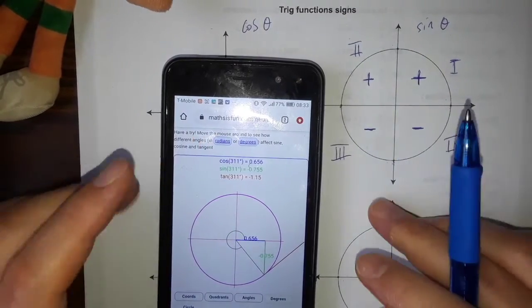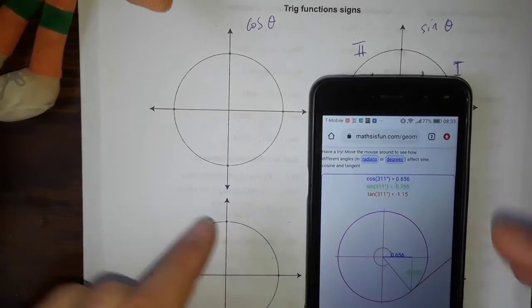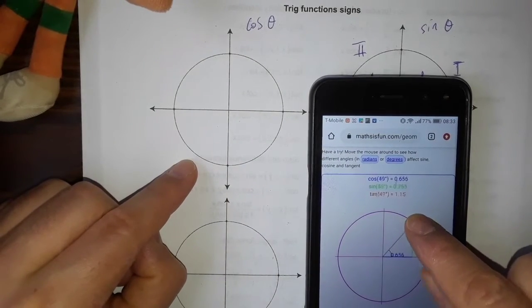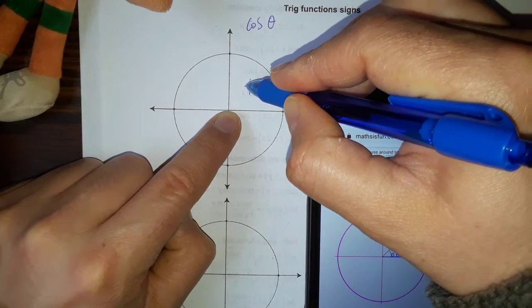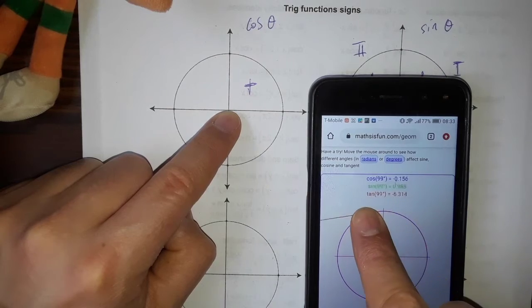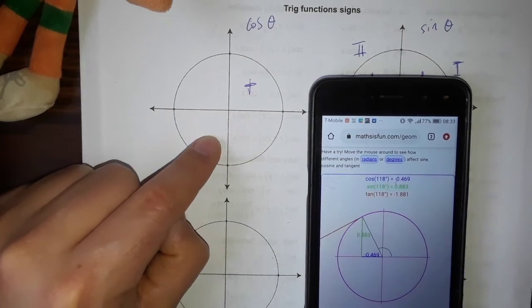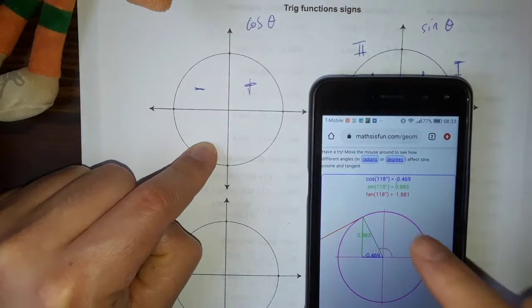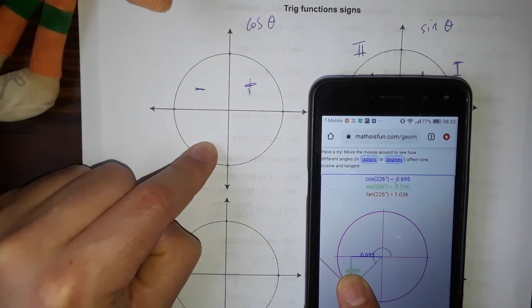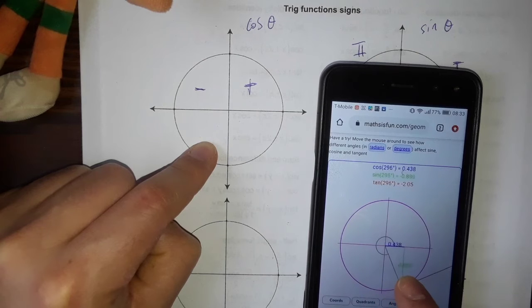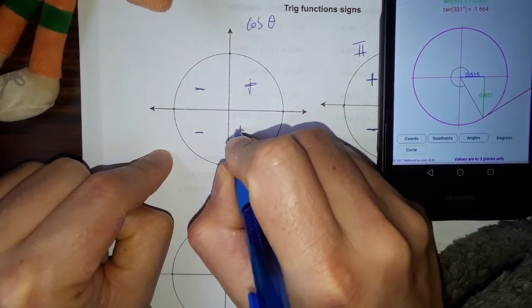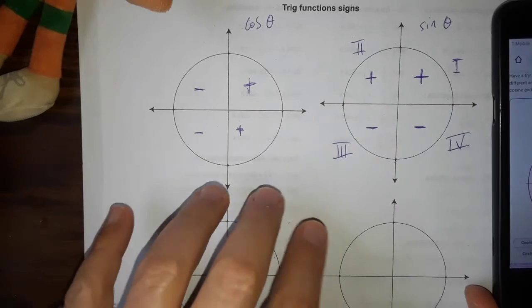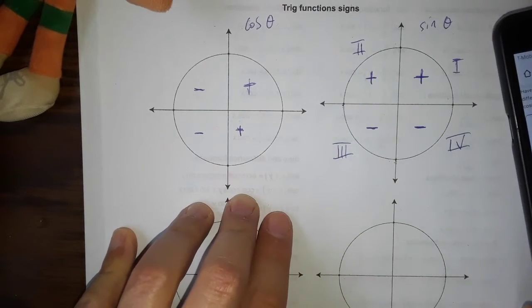Positive, positive, negative, negative. While the cosine, for the first quadrant is positive. Then for the second quadrant, as you can see, the cosine turns negative. The third one is negative, and the fourth one is positive. So negative, positive. Okay, so it's really important to have this in mind to solve these problems.